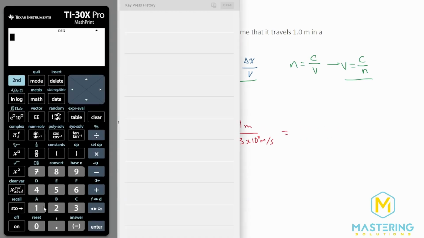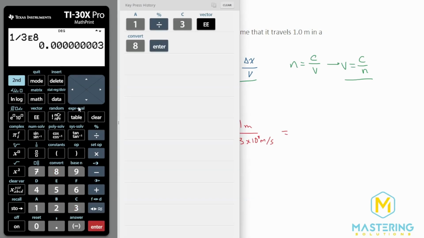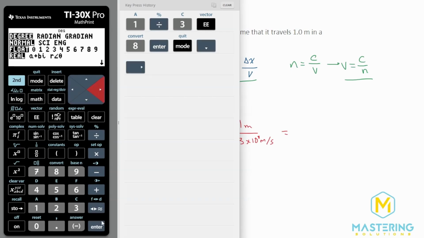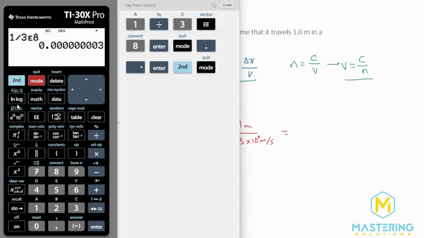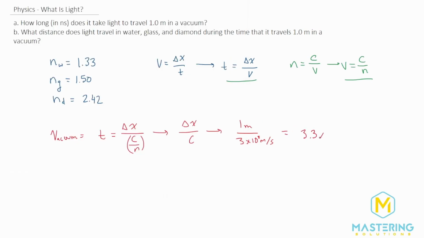So if we plug this into our calculator, we have 1 divided by 3 times 10 to the 8th gives us 0.000 and a lot of 3s. So let's put it in scientific mode so we don't make an error by counting them wrong. And then if we do second answer, that gives us 3.33 times 10 to the negative 9 seconds, which is 3.33 nanoseconds. So that's the answer for part A.